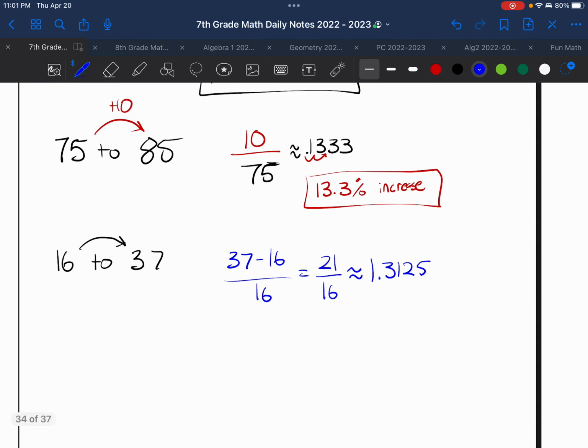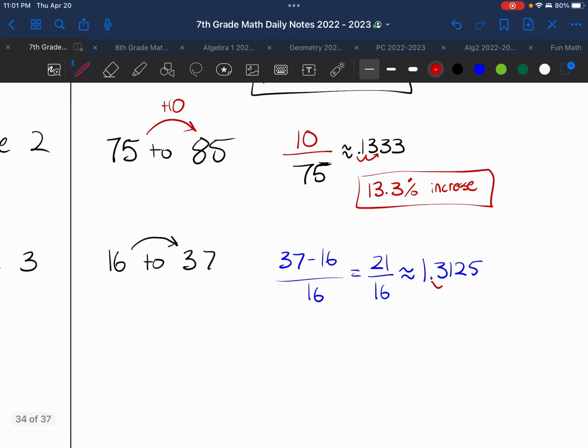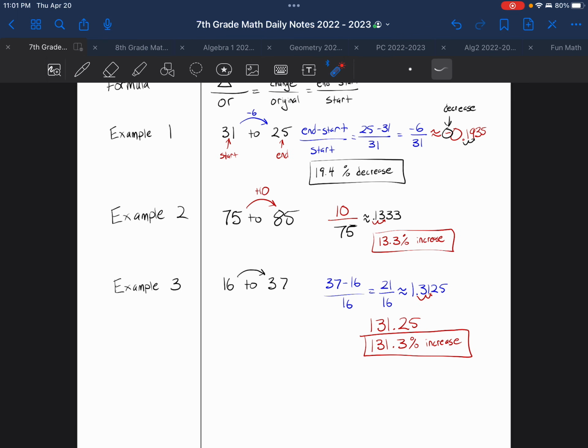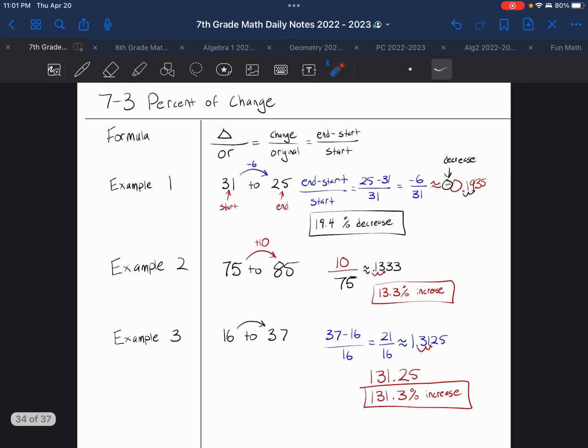And I need to move the decimal to the right to convert it to a percent. 1, 2, and this is going to be 131.25. But again, I'm going to round here to 131.3 because we're rounding to the nearest tenth, and that's going to be a percent. Notice that our answer here was a positive, which means I'm going to have an increase. Cool. Just be careful about your increase and decrease. When you have a negative number, it's going to be a decrease, and that concludes the entire lesson.